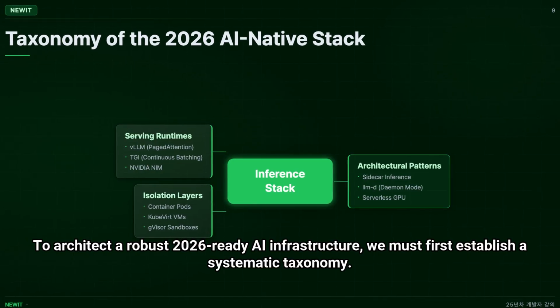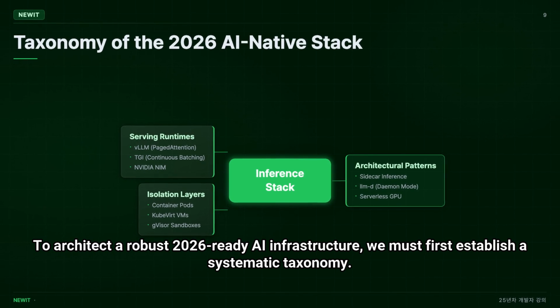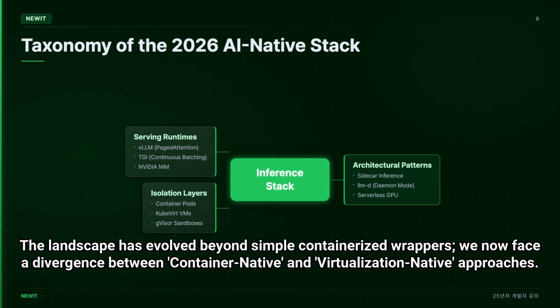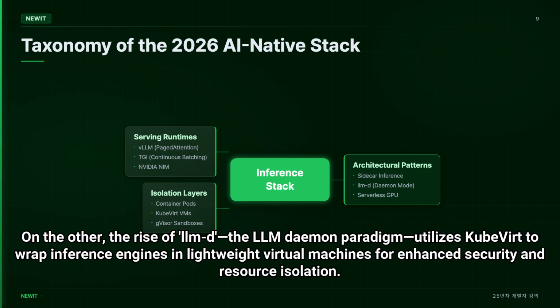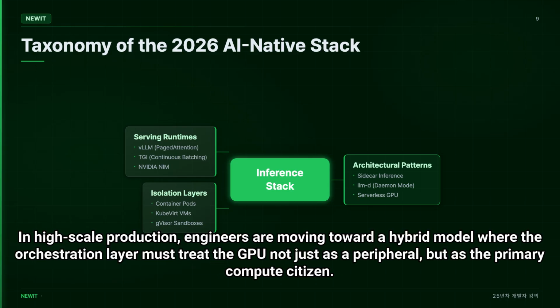To architect a robust 2026-ready AI infrastructure, we must first establish a systematic taxonomy. The landscape has evolved beyond simple containerized wrappers. We now face a divergence between container-native and virtualization-native approaches. On one side, we have vLLM and Hugging Face TGI pushing the limits of pod-based serving through sophisticated paged attention mechanisms. On the other, the rise of the llm-d paradigm utilizes Kubernetes to wrap inference engines in lightweight virtual machines for enhanced security and resource isolation.